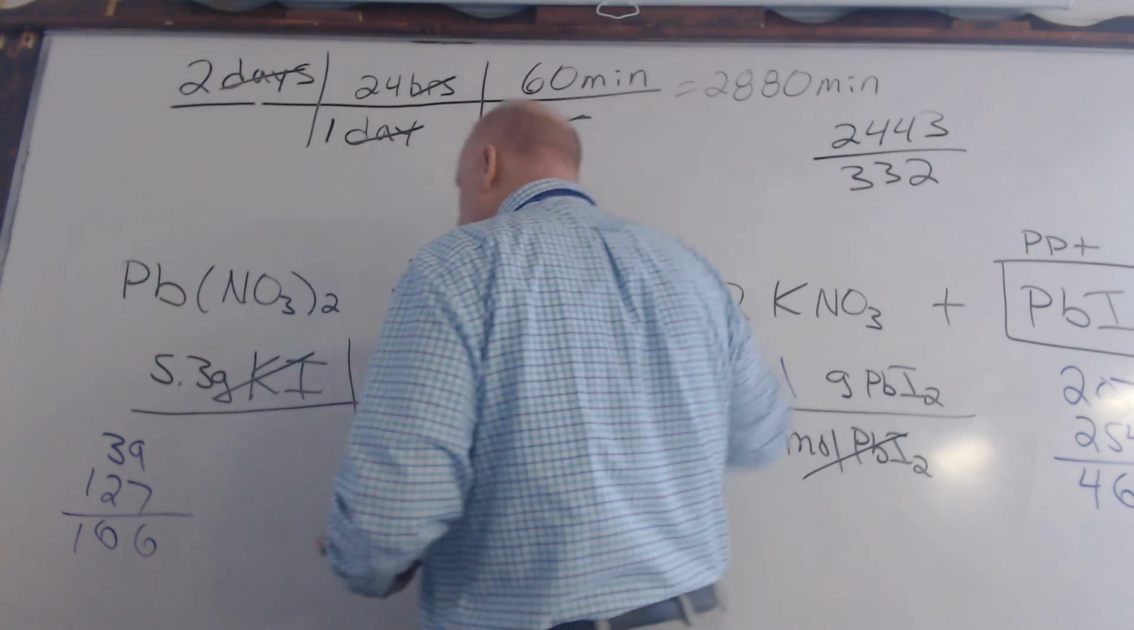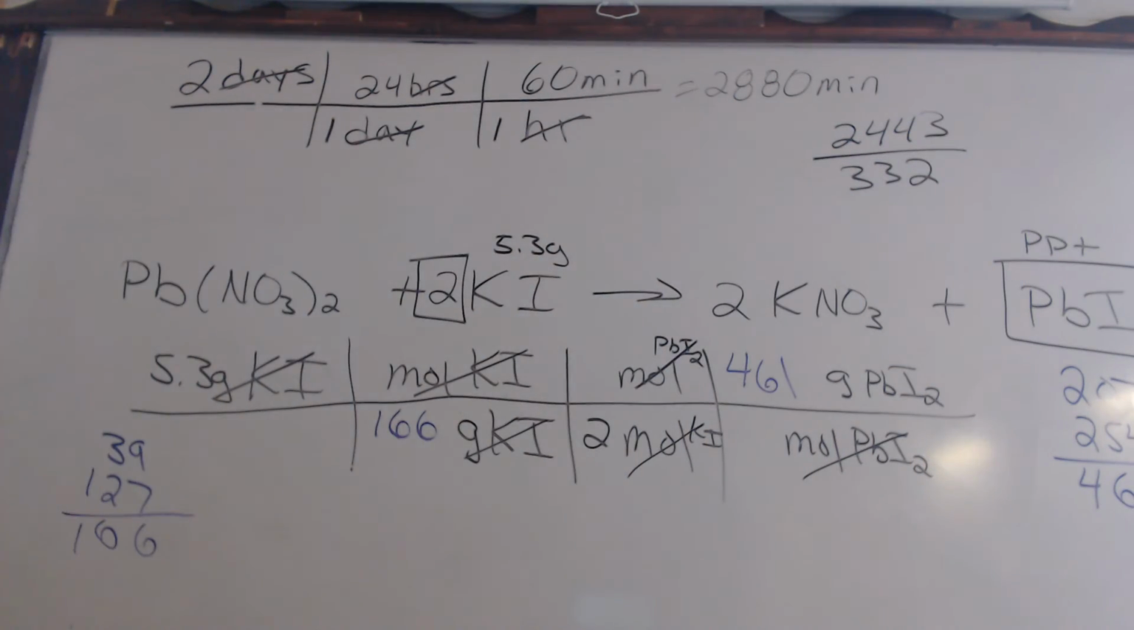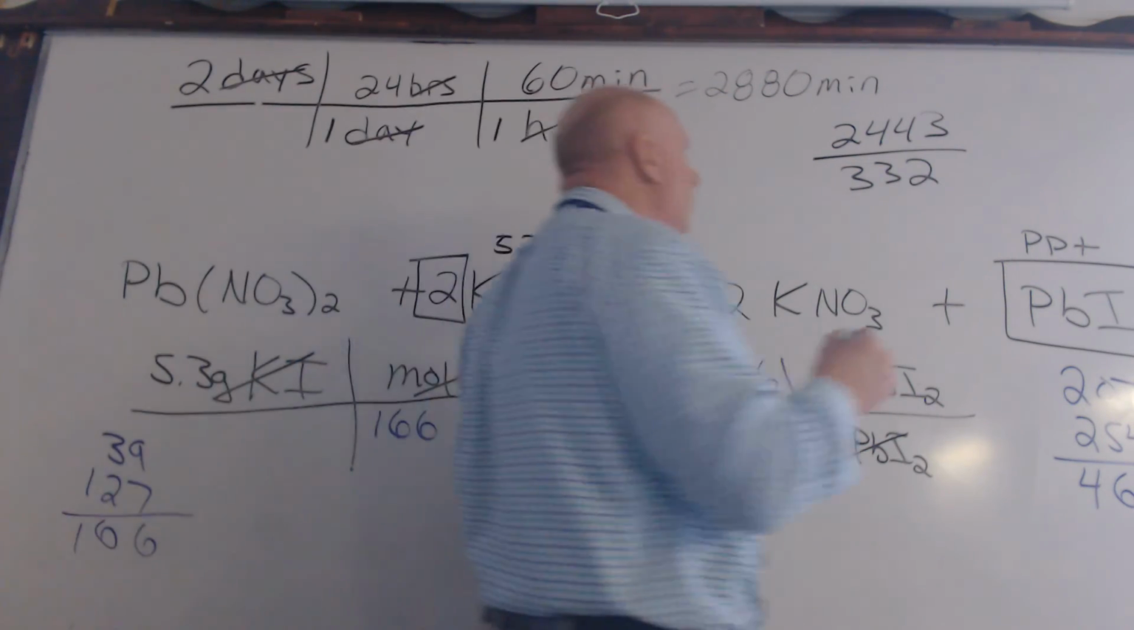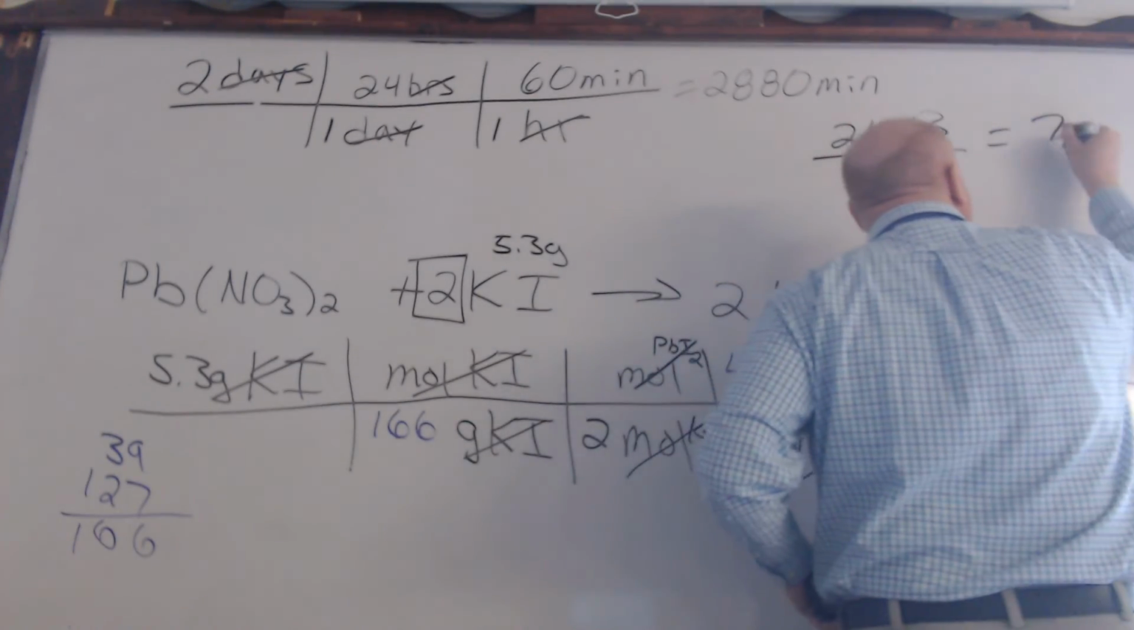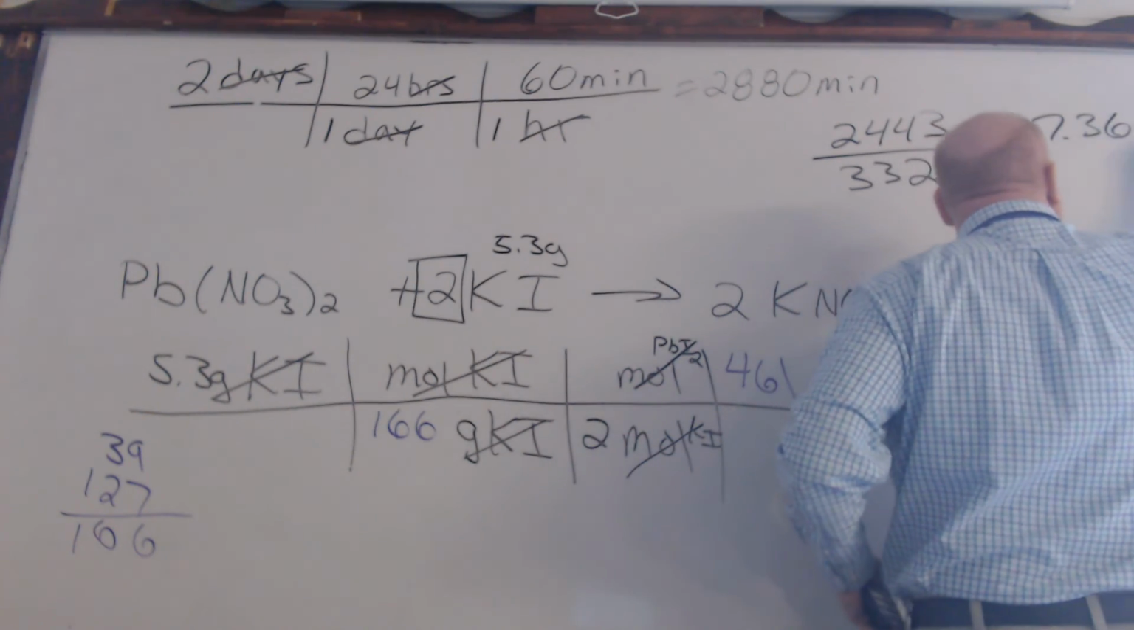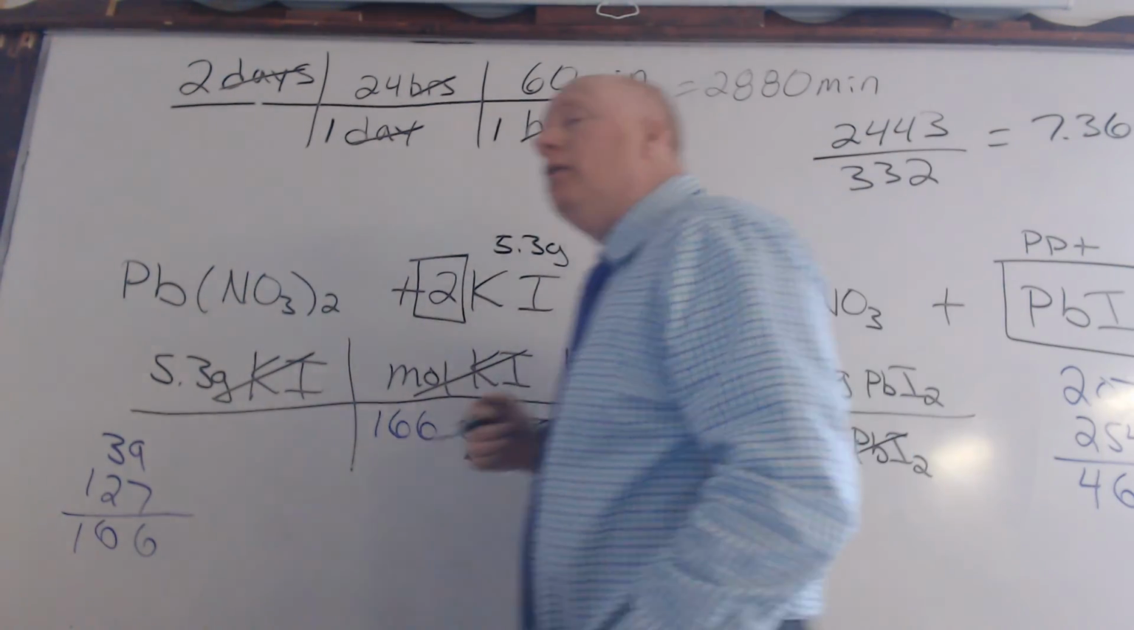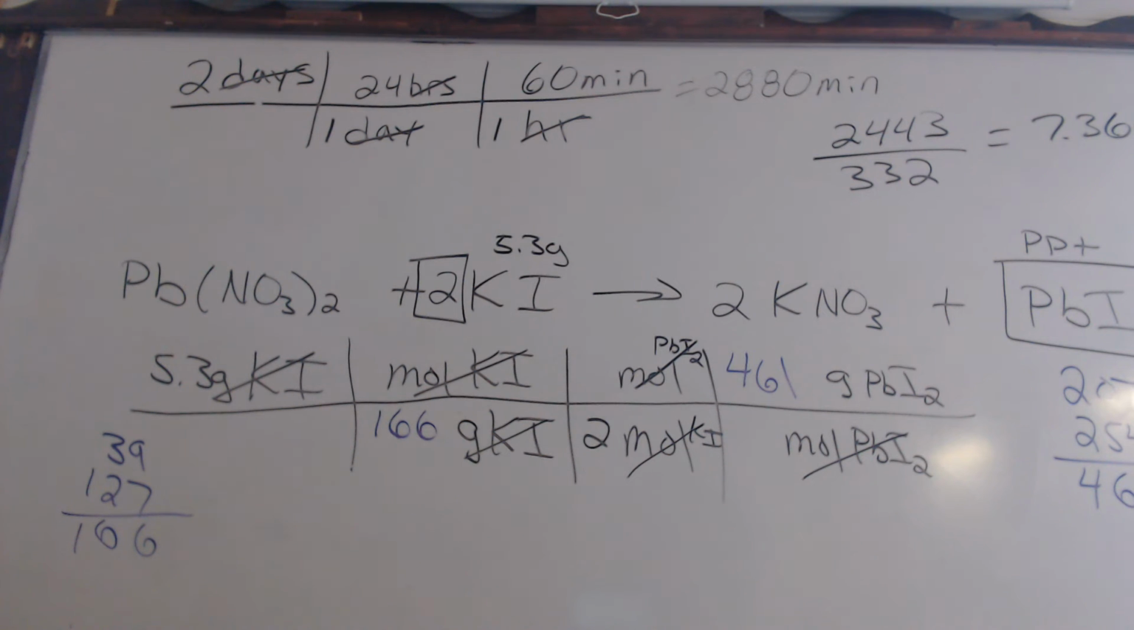And now we got this into more recognizable math. What do you do with those two numbers? You will divide them. So 2,443 divided by 332, and that gives you about 7.36 grams. Okay? Now, we said on pencil and paper, that is what you should have come up with. Okay?